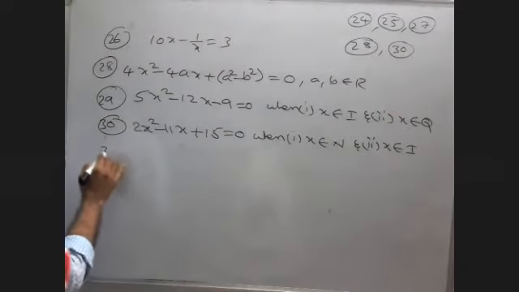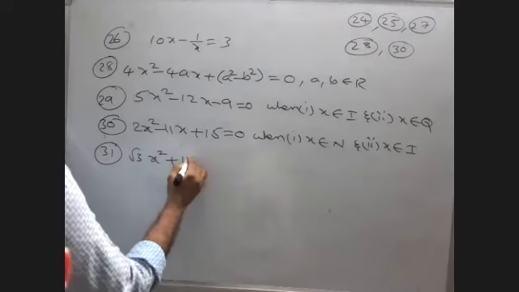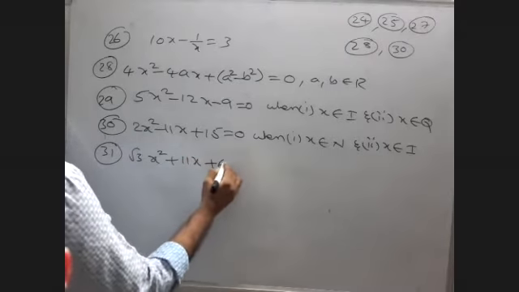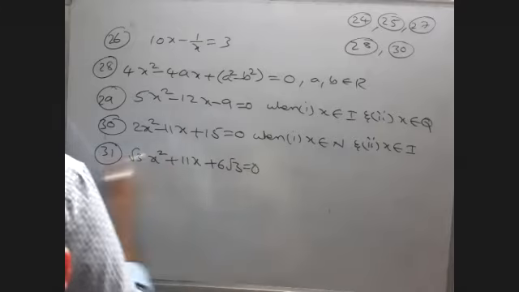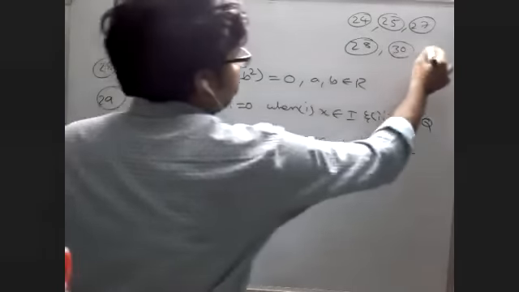31: root 3 x square plus 11x plus 6 root 3 is equal to 0. Sir, this you explain, sir. 31.